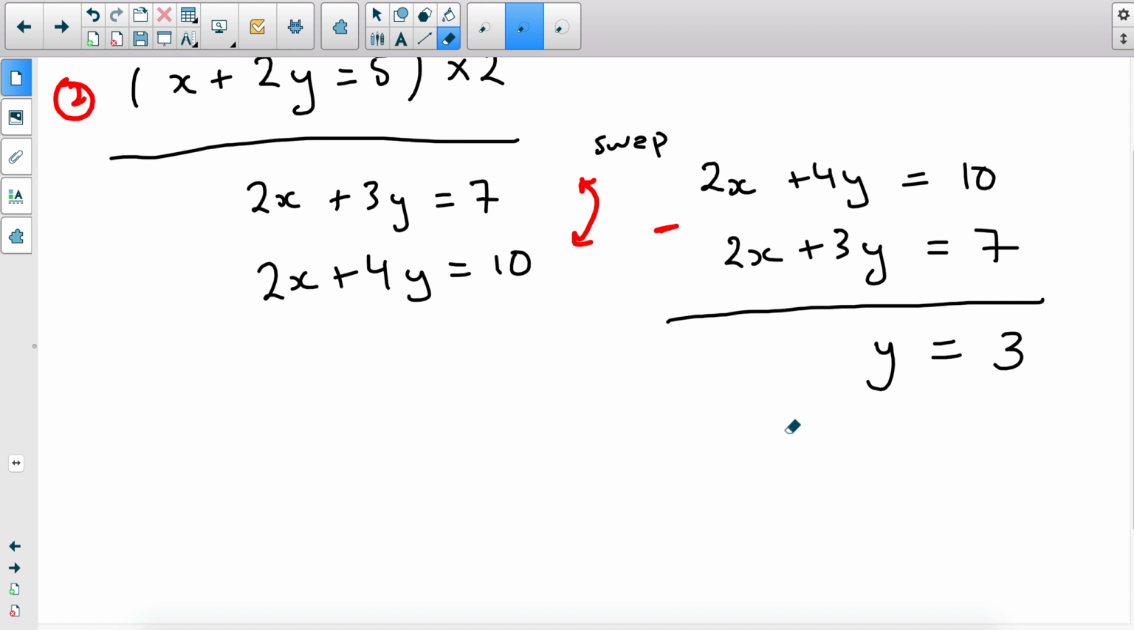So this is the big part of the elimination method. So first you want the coefficients to be the same, then you can subtract the two equations. Swapping is optional, you don't have to do it. And then once you've subtracted, do any additional steps you have to do if there's any coefficient in front of the y, and then you get your y value, or your x value, depending on which one you eliminated.